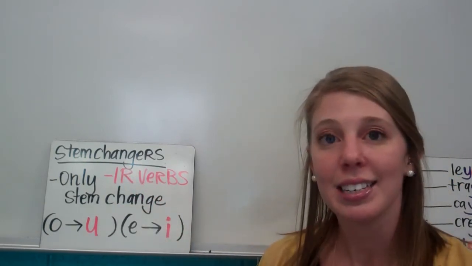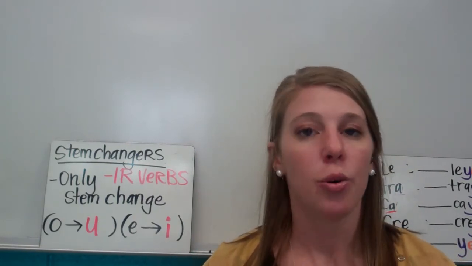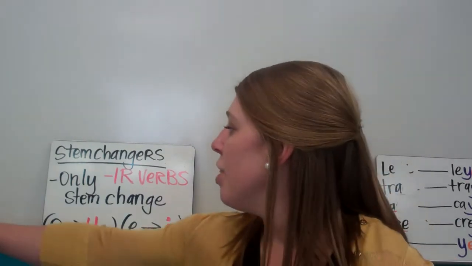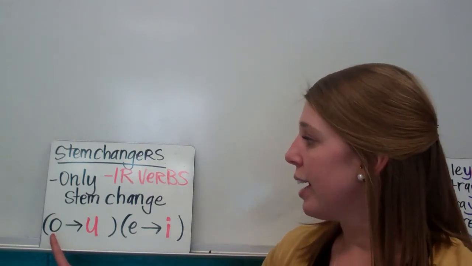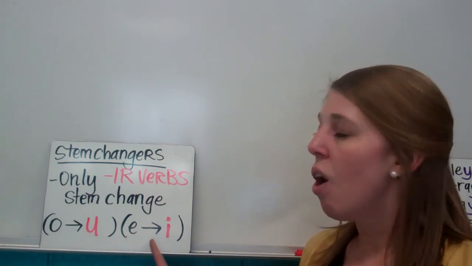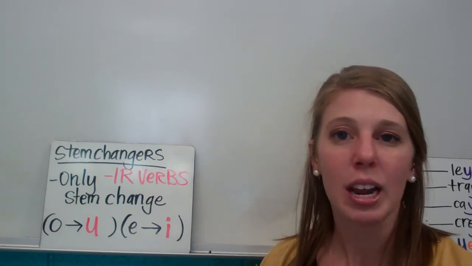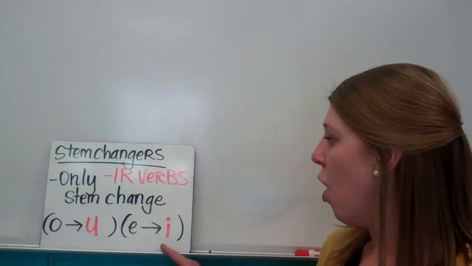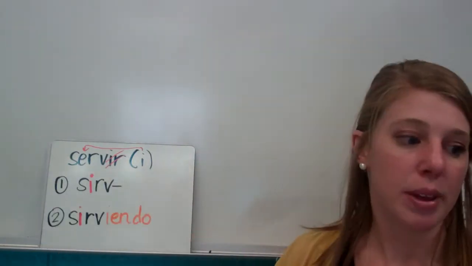And instead of having 4 categories like we normally had, like O to UE, E to IE, E to I, and O to U, they only have 2 categories this time. So in this case, the O only goes to a U, and the E only goes to an I. So whenever we stem change, there's no UE anymore, there's no IE. O only goes to U, and the E only goes to an I. So let's look at some examples.